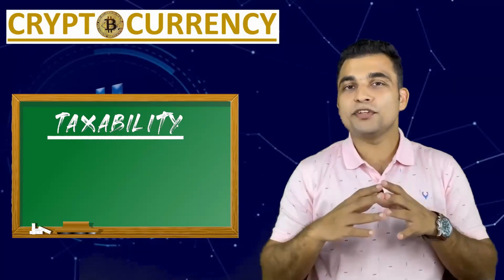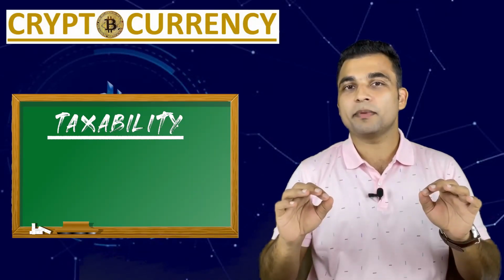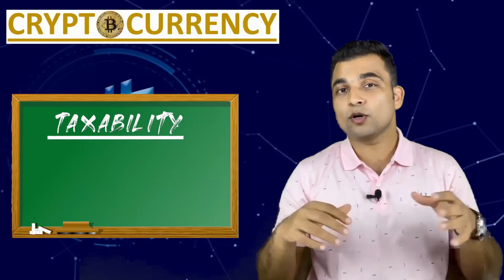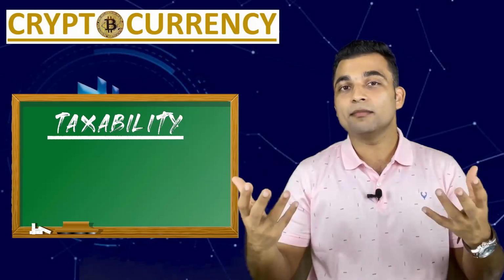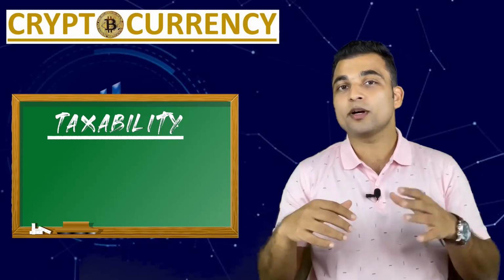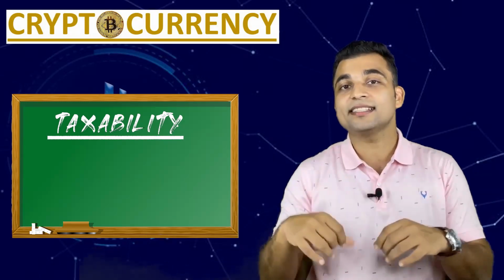But as there is no official clarification from the income tax department, major investors in cryptocurrencies are offering their income or capital gains from cryptocurrencies at the highest rate, that is 30%.